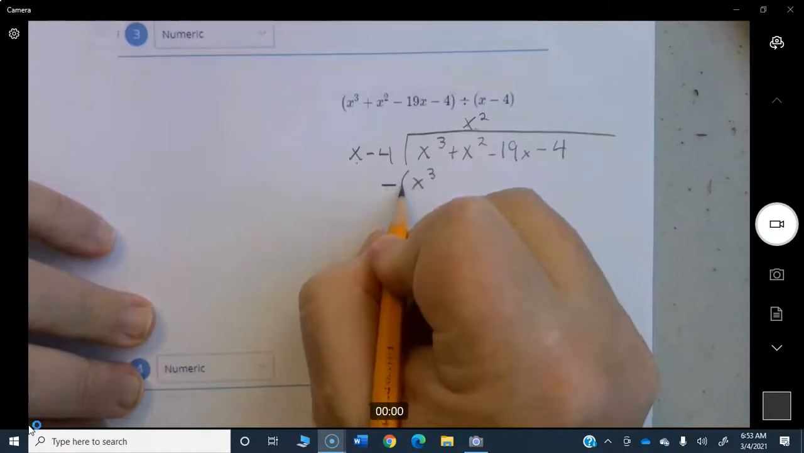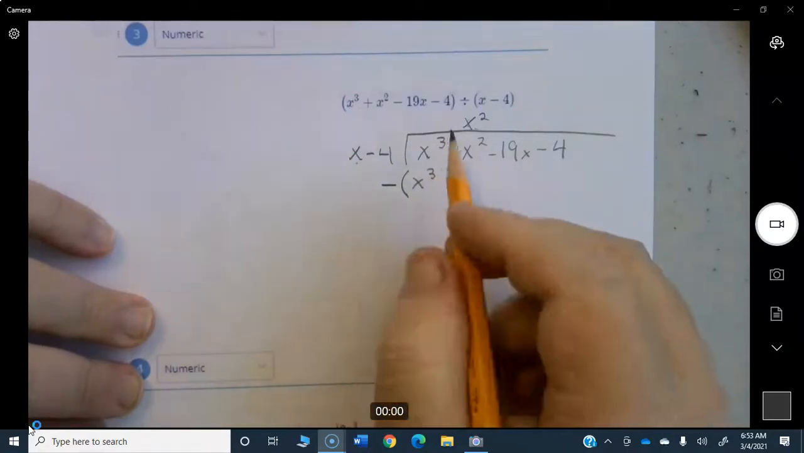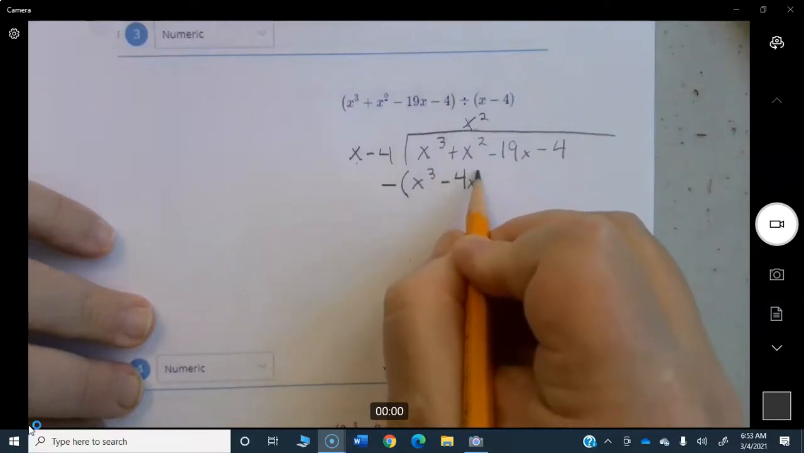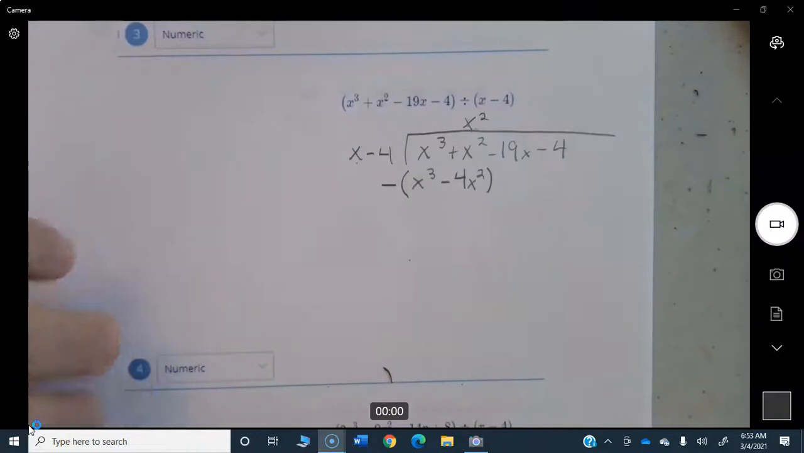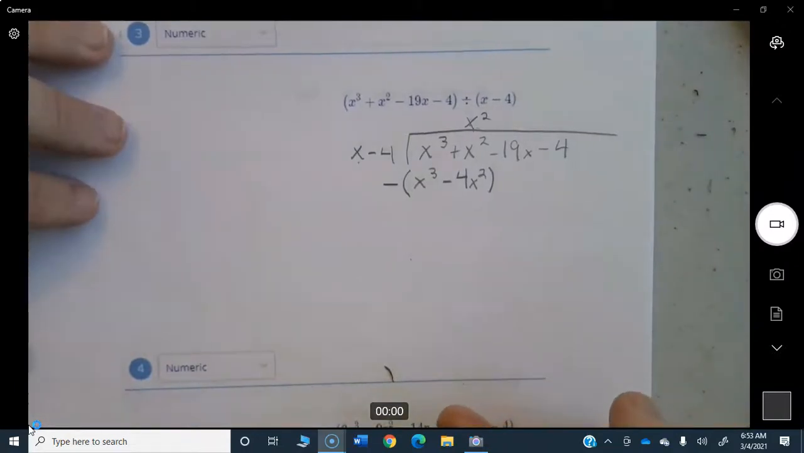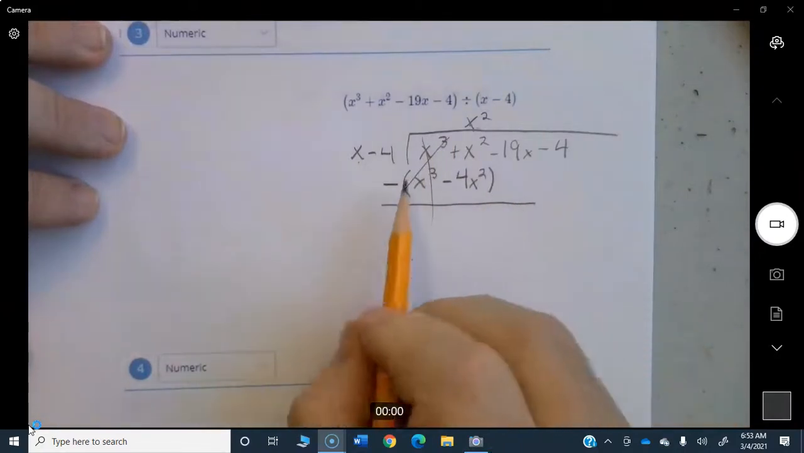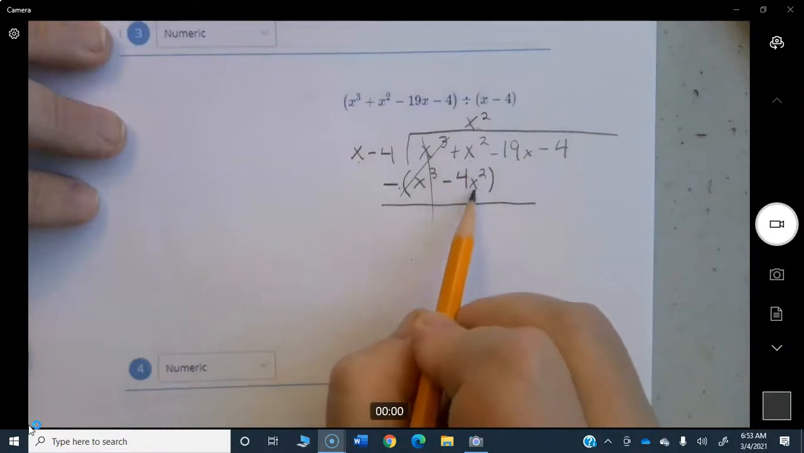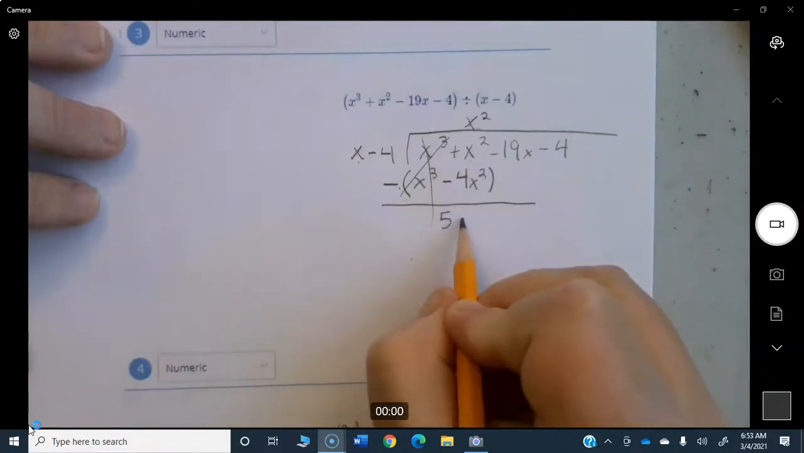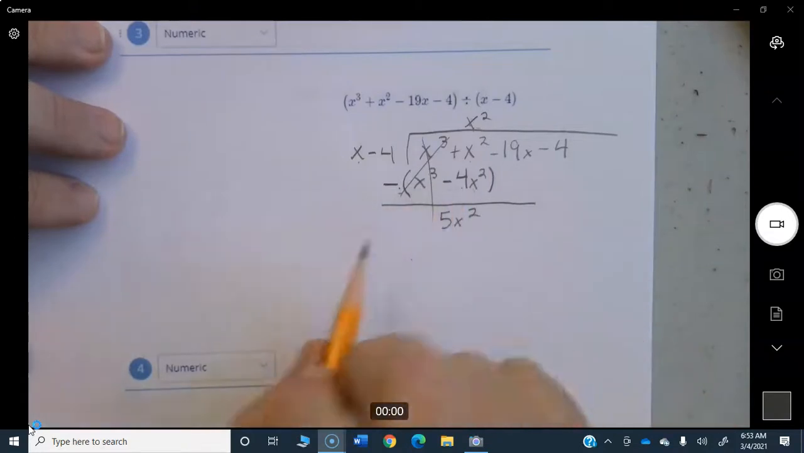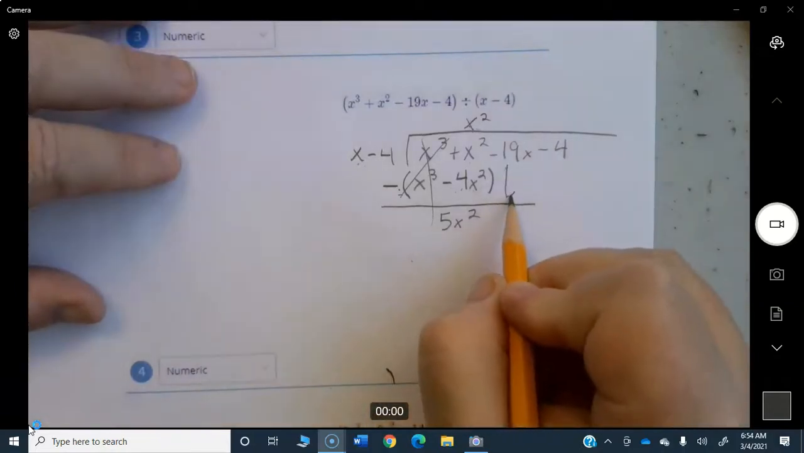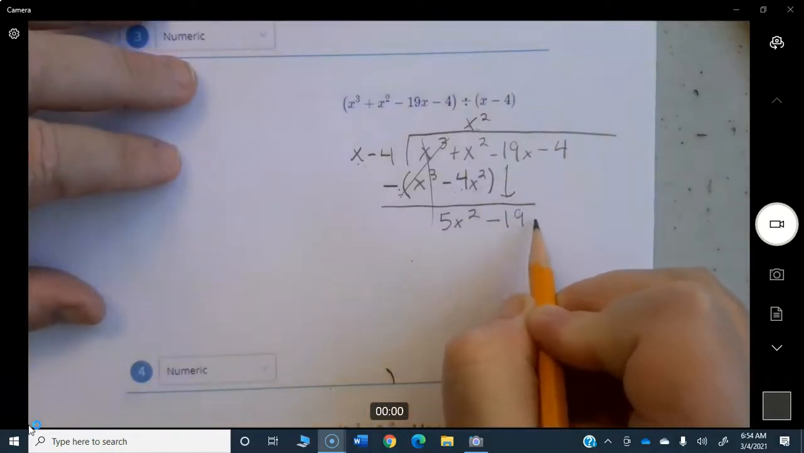So I'm going to put my negative sign, open a parenthesis. So now x squared times negative 4 is negative 4x squared. And that goes in the square column. And I'm going to close the parentheses. So that was the multiply step. Now the subtract step. This always goes away. And this is a negative negative, so it's positive. So it's plus 4x squared. So x squared plus 4x squared is 5x squared. Again, negative negative turns into a positive. That's the subtract step. Now the pull down step. So you're going to put minus 19x right there.